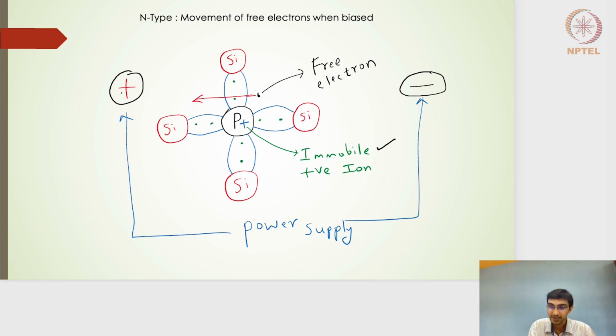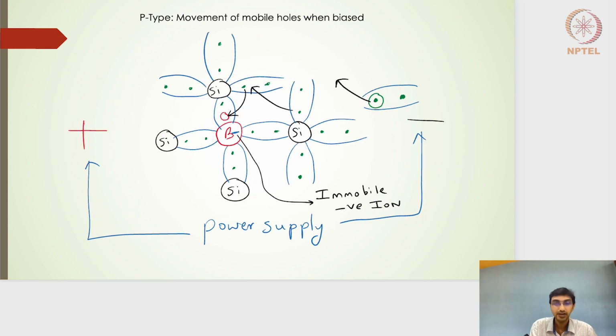Right, whenever we apply the bias here, the free electron is moved away, so we have the positively charged phosphorus immobile ion. The electrons are taken away for extracting the current, whereas the atoms form an immobile positive ion. So similarly, if the phosphorus atoms form the positively immobile ion, we have the boron, and whenever the bias is applied, the holes will actually move towards the negative potential.